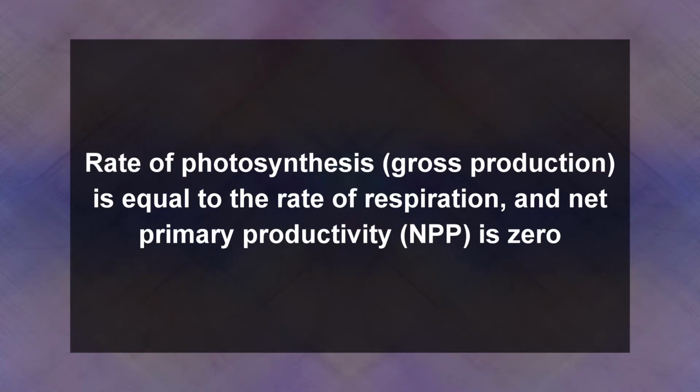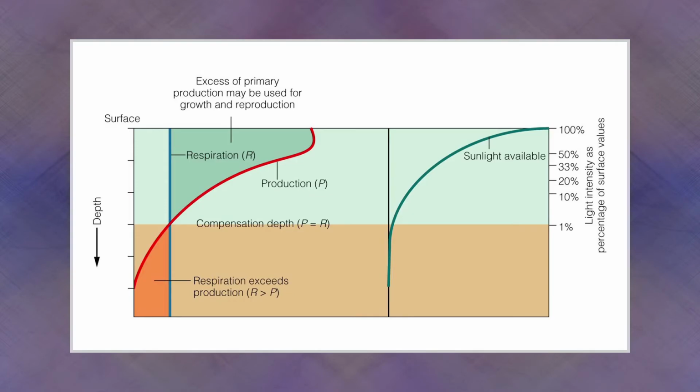On the other hand, the respiration rate does not change much with depth. This means that as the phytoplankton goes deeper in the water column, the photosynthetic rate declines as the light intensity decreases until at some point the rate of photosynthesis, that is gross production, is equal to the rate of respiration and net primary productivity, NPP, is 0. This zone is referred to as the compensation depth and corresponds to the depth at which the availability of light is equal to the light compensation point.